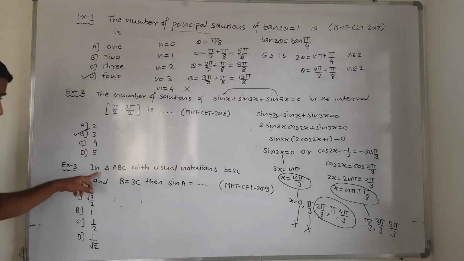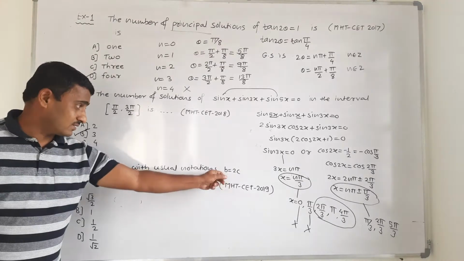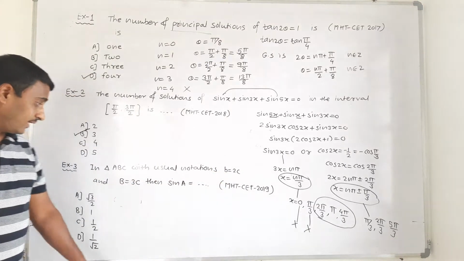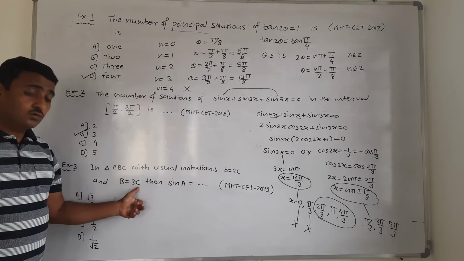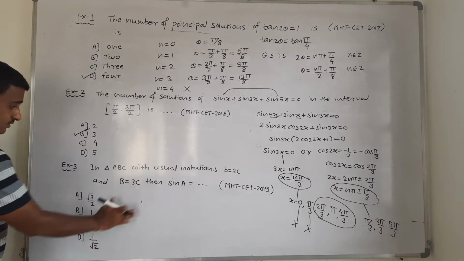Example number 3. In triangle ABC with usual notations, b is equal to 2c. These are the sides; small letters indicate sides of the triangle. And capital B is equal to 3 capital C, that is angles. Then sin A is equal to?